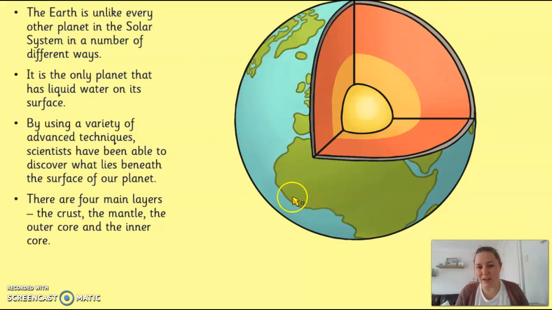So if you look at my diagram, obviously the blue and green part is the bit that we live on, and then there are 3 others inside. Now they are called the crust, the mantle, the outer core, and the inner core. Have a think about which one might be which.